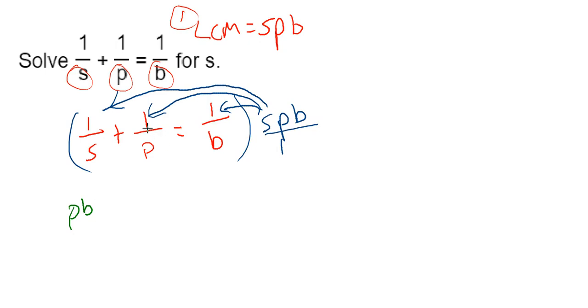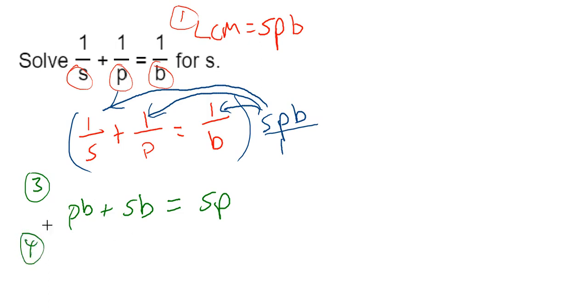A fresh copy of this gets multiplied to the 1 over P. The P's will cancel out. And so we'll have 1 times S times B. So we'll have SB left over there. All right, so we have plus SB left over on this one. Equals here. The B's will cancel out, and we'll have 1 times SP, so we'll have SP left over on this one. All right, so that's step 3, simplifying it.